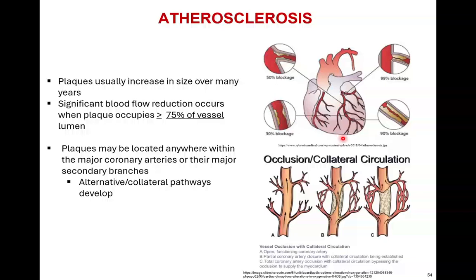The thing about it is that these plaques can be found anywhere within the vasculature that supplies the heart. Sometimes you can have collateral circulatory routes developing. So you see here, you've got a plaque that's developed, but you've got sprouting of new blood vessels being formed to bypass this plaque, but this is not always the case.